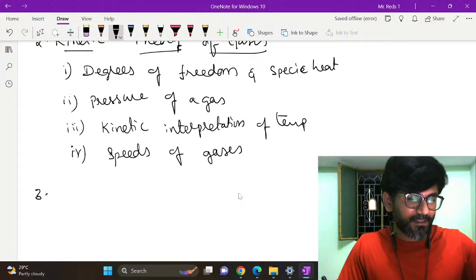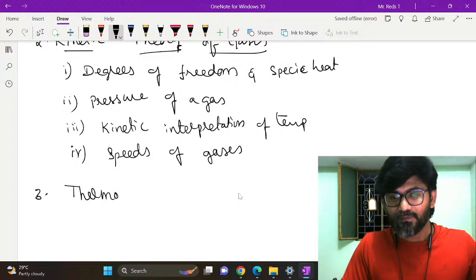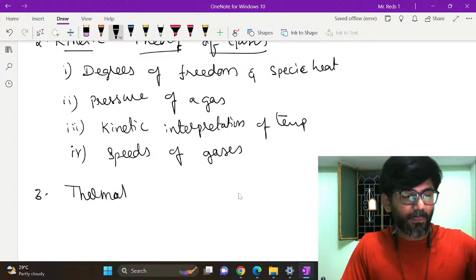And next is thermal properties of matter.